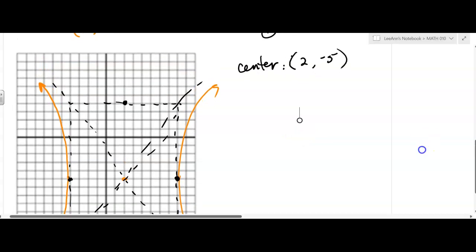And then we can tell what the vertices are. They are at this point right here. So, well, let me do the point on the left first. So that's at -4, -5. And the other one is at 8, -5. So those were the vertices.